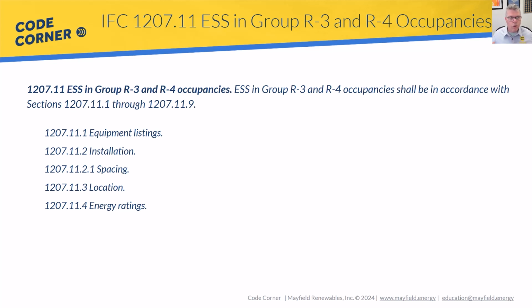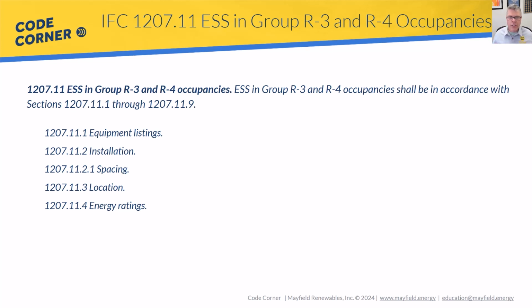So a lot of times within the installation, we're going to think about what the spacing is, how far apart we're going to put these units, the location where we actually can install them, and then the energy ratings of our energy storage systems. So all of those come into play. They're defined in 1207.11. And again, we're specific for these R3 and R4 occupancies.